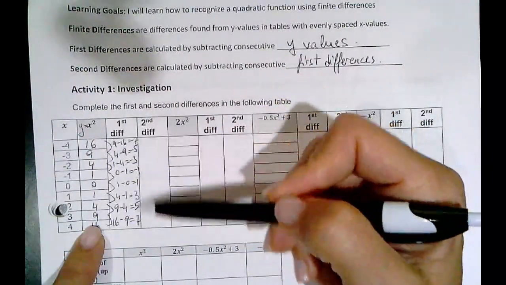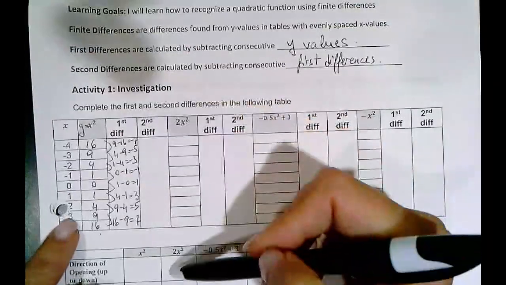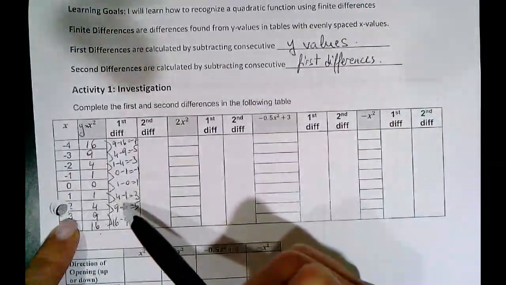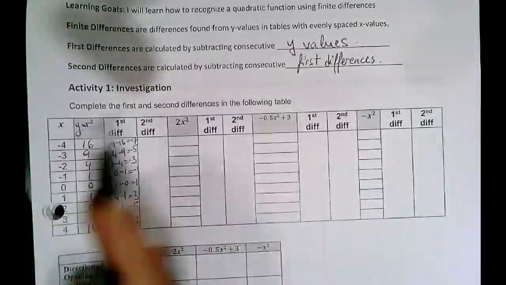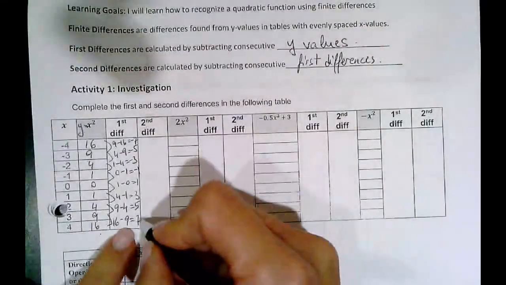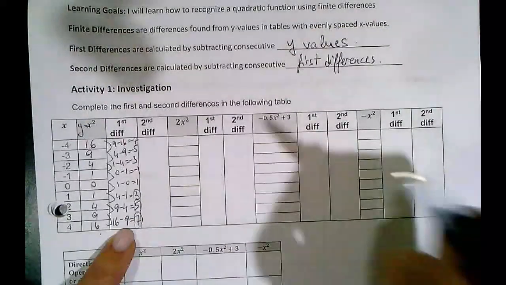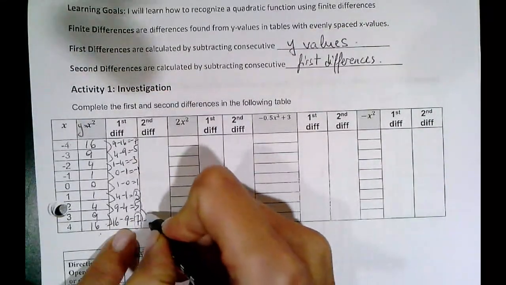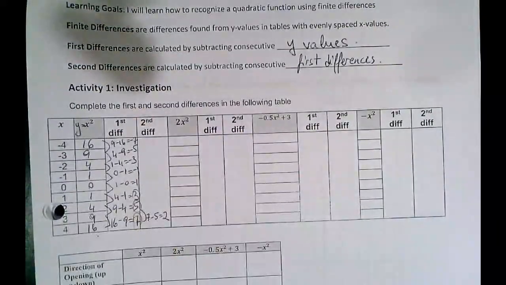So if we look at the first differences, are they the same? No, they're not. They're different, which means this is definitely not a linear relation. So then we go to the second differences, and we take the values of the first differences and we're going to subtract these ones. So this will be 7 minus 5, which is 2.